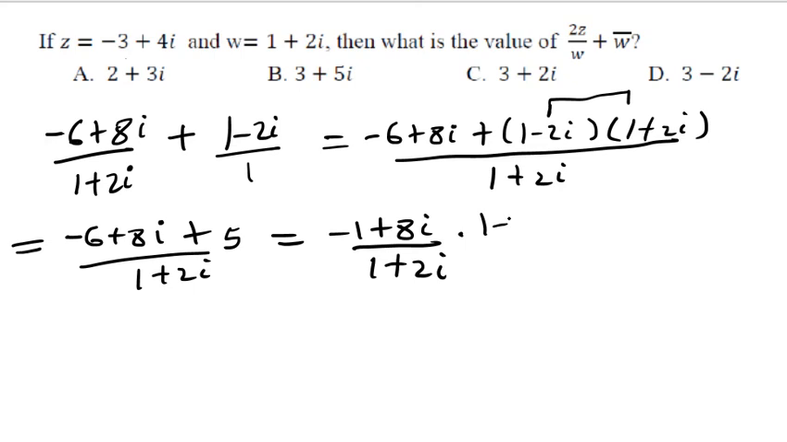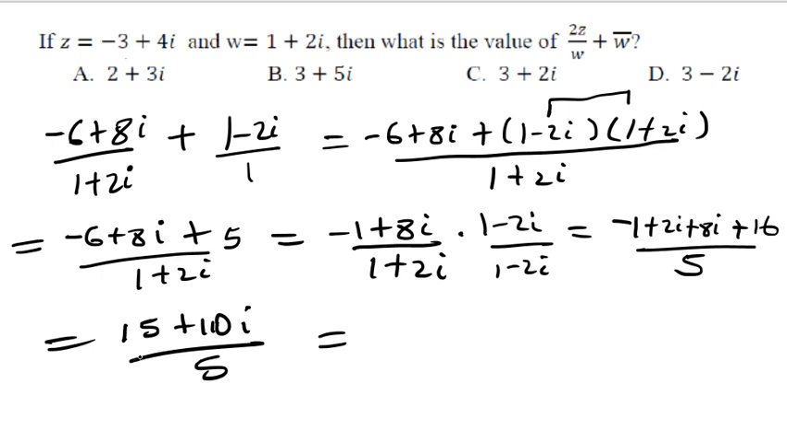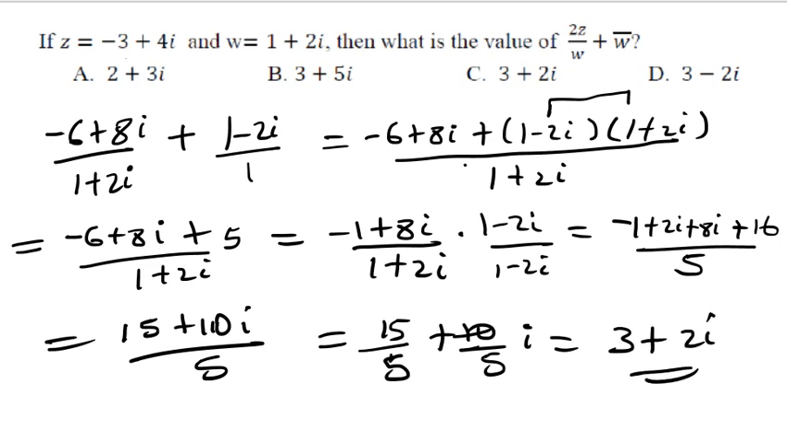Again, we need to rationalize, 1 minus 2i over 1 minus 2i. When we expand this one, it's going to be negative 1 plus 2i plus 8i plus 16, the whole over 5 when you multiply the denominator part. So this is going to be again negative 1 plus 16, which is 15, plus 10i, the whole over 5. The denominator 5 is given for each. So 15 over 5 plus 10 over 5 i, which will be 3 plus 2i, the answer, which is found at C. Very good. Let's continue to the next question.